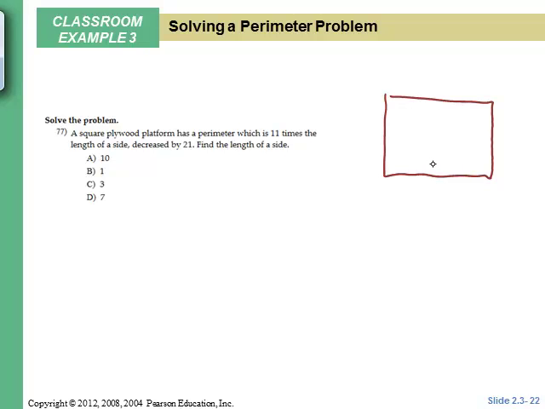Has a perimeter which is 11 times more than the length of a side, decreased by 21. It's a square, so this is the side, this is the side. The perimeter of a square is 4 times the side. A square plywood platform has a perimeter which is 11 times more than the length of a side, decreased by 21. So 11s minus 21. That's what the perimeter is. 11s, 11 times the length of a side, decreased by, so subtract 21.